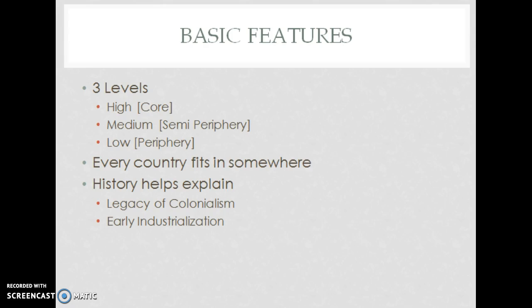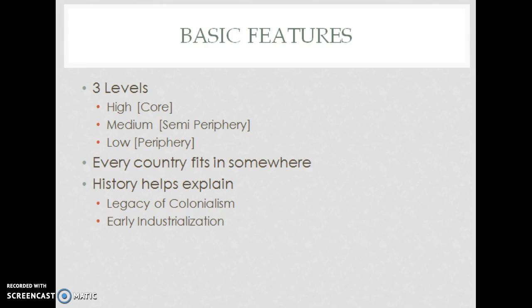Now in the actual model in this lecture, I want to explore that there's actually three levels in the Wallerstein model, which talks about high development, which are the core countries. We also have a category referred to as the semi-periphery, which would be kind of in the medium scale. And then we have the low development countries, which are the periphery. Every country around the world, as far as our discussion of development, will fit somewhere into that equation.